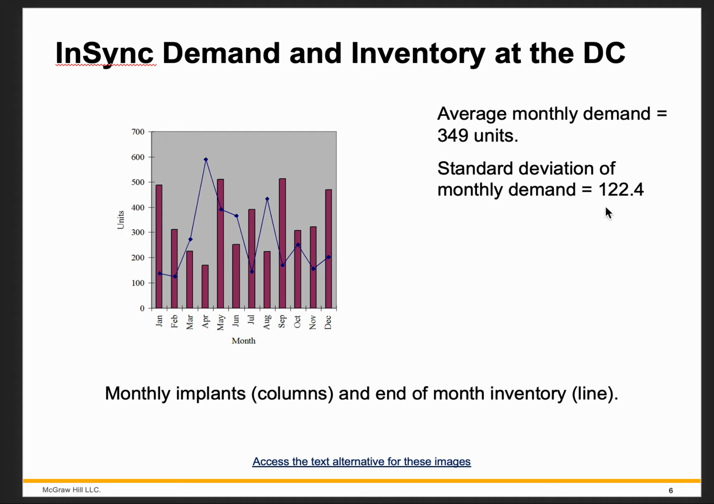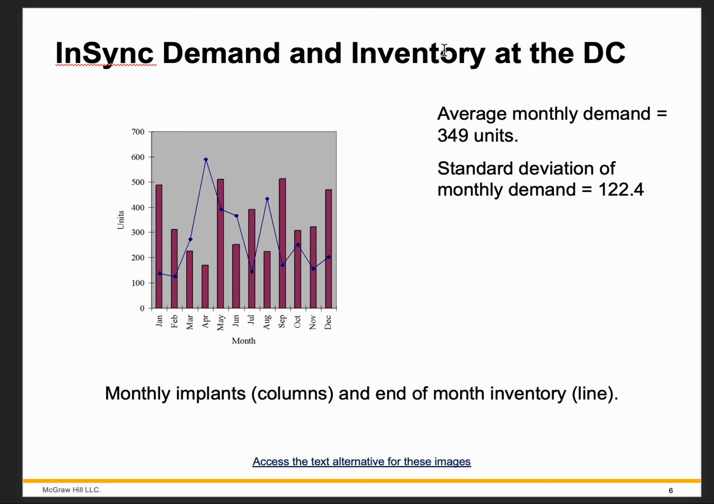We can calculate the average value and the standard deviation of these numbers. So average and standard deviation, we have the numbers. These are the values for the distribution center.